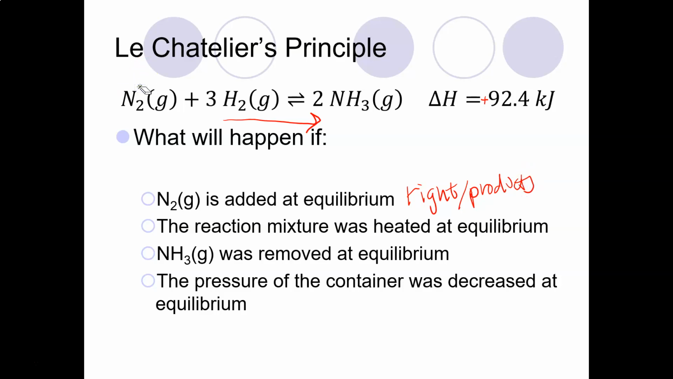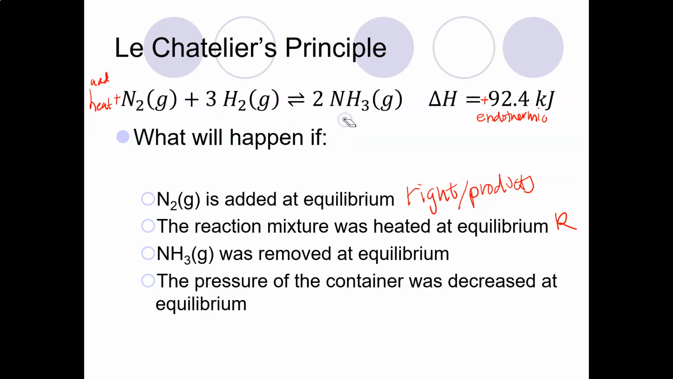The second one says the reaction mixture was heated. Oh, heat. We've got to look at the delta H number. It's positive 92.4. So that means it's endothermic. If we look back at that chart, for endothermic reactions we're putting heat on the reactant side. So if we're adding heat, we have too much heat, we have to get rid of it, so we need to shift to get rid of it. Well, that's going to be shifting to the right.